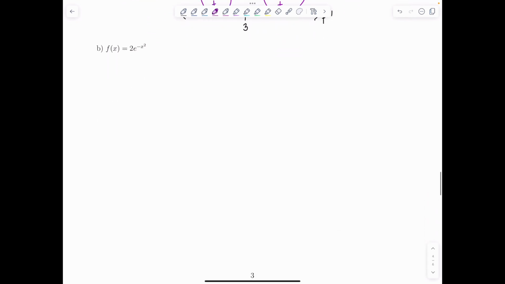Here we have f of x equals 2 times e to the negative x squared. So any domain restrictions? e to the negative x squared, no, we can plug in anything. We're good to go. So the domain is all real numbers. Let's take two derivatives. So f prime of x, again, we need the chain rule. So 2 times the derivative of e to the something is e to the something, and then I have to multiply by the derivative of the something, which is negative 2x. So this is going to be negative 4x e to the negative x squared.